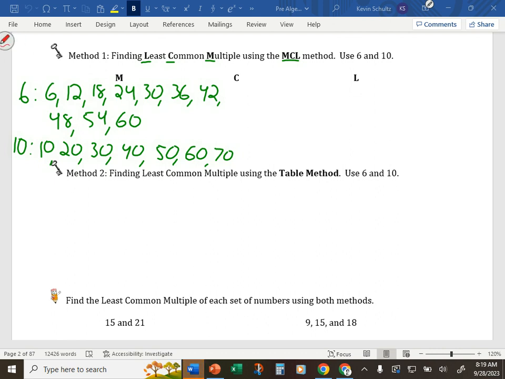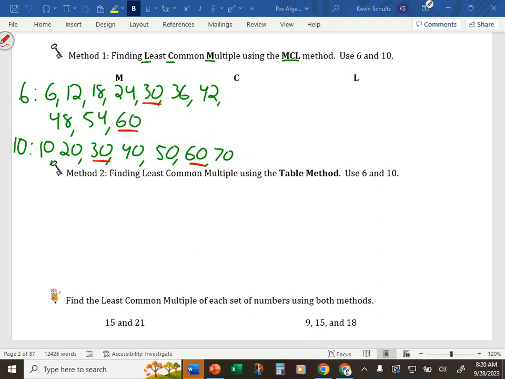Now we've got some folks recognizing where we're headed here, but once we've listed the multiples, C stands for common. What are the numbers that appear in both lists? Both have a 30. Both have a 60, right? What would the next common multiple be? If the first one's 30, the next one's 60, the next one will be 90, and then 120, and then 150, and then 180. It keeps going forever, right?